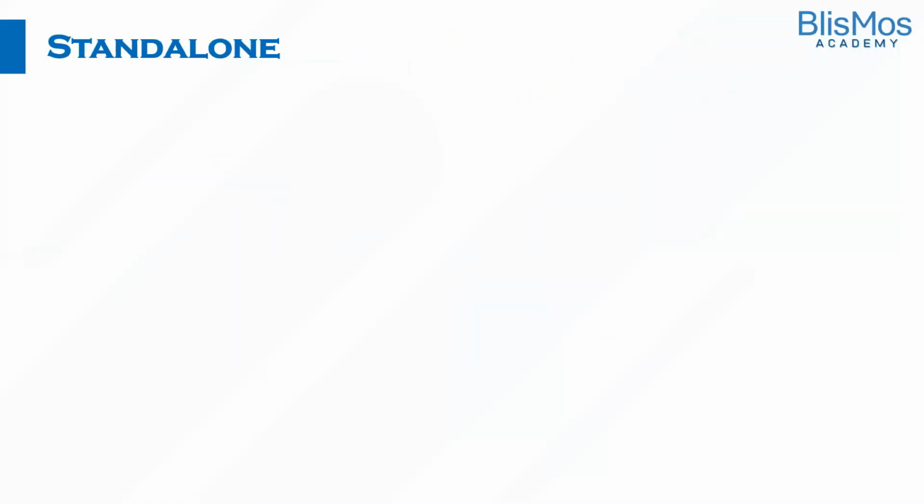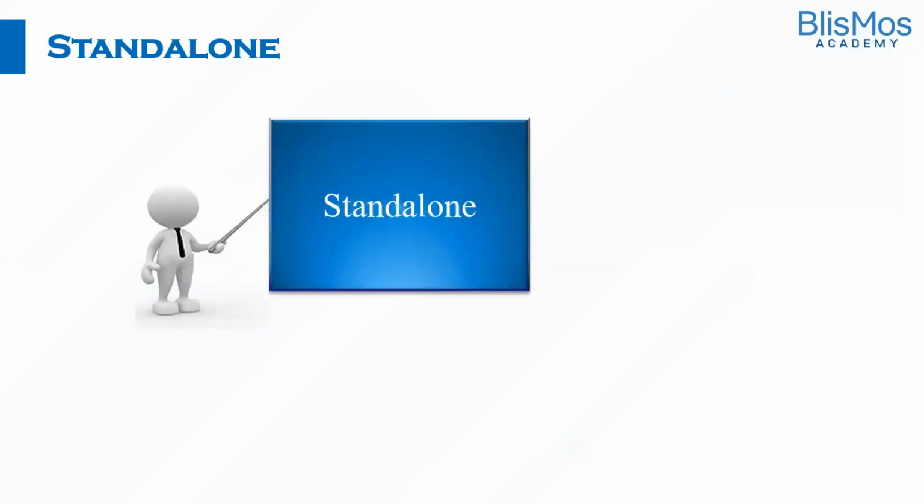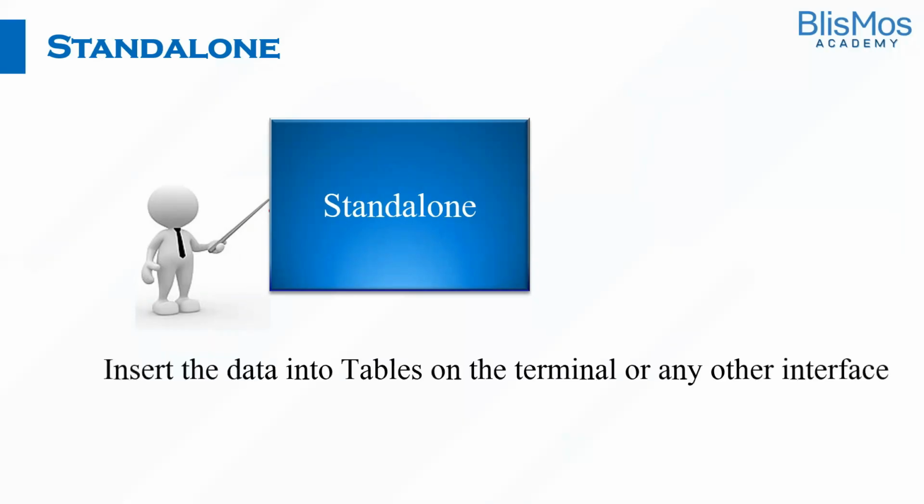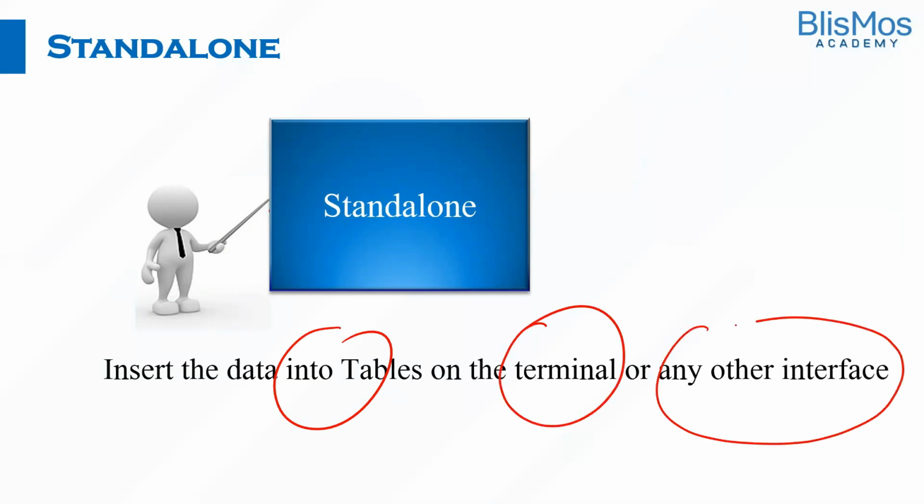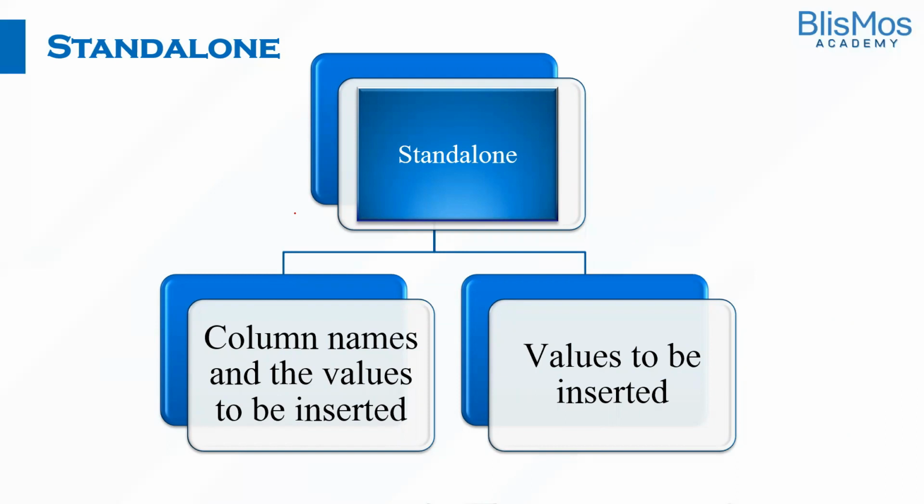We have already seen how to insert the data in a standalone mode. Let us try to understand a bit more. When we say we are inserting the data in a standalone mode, we are inserting the data into the table either from a terminal or from any other interface. Here we are specifying the values on a terminal. Those values will be inserted into the table. Within standalone, we can consider a couple of options. One option is we can specify the column names and values to be inserted. Another option is we can only specify the values to be inserted. Let us look at them one by one.